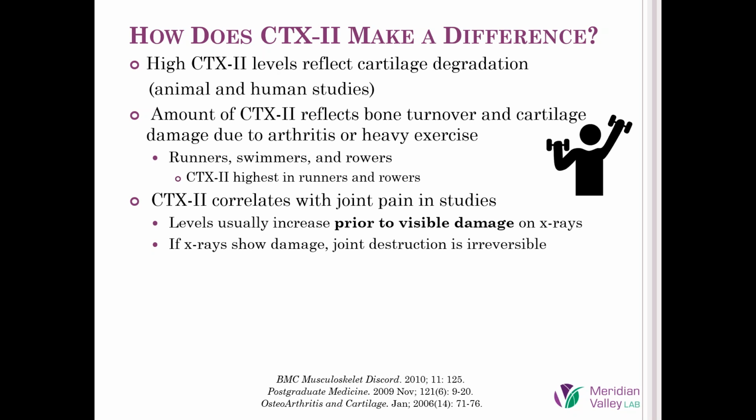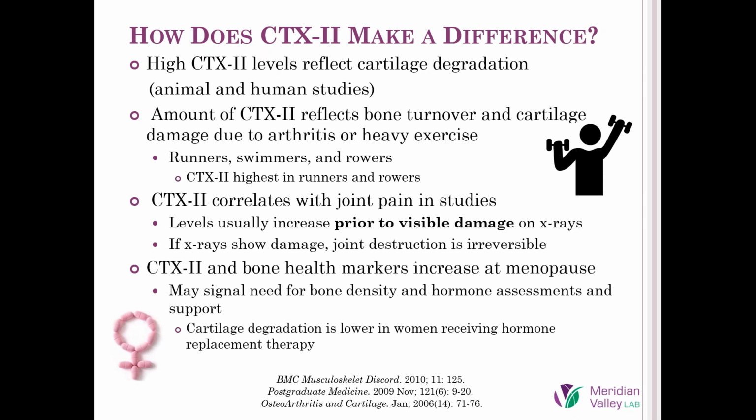So that urinary CTX-II level correlates with joint pain rather than visible changes on the X-ray. Remember, by the time the X-ray shows damage, that joint destruction is irreversible and you're stuck with the joint that you have. Also, around menopause, CTX-II and other bone health markers can start to increase as estrogen and other hormone levels start to decrease. This can be another early warning sign for us. We may need to check bone density, or we may need to do a hormone assessment on our patient to see how we can help them further.